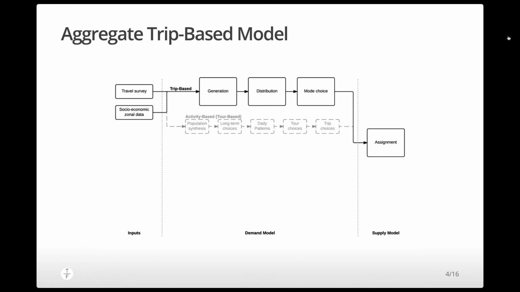For context, we show here how an activity-based model fits in this flowchart. An ABM takes essentially the same type of inputs, they're just more detailed, and it estimates more sophisticated behavioral dynamics than the trip-based model. But the outputs get summed up and fed into an assignment model just the same.